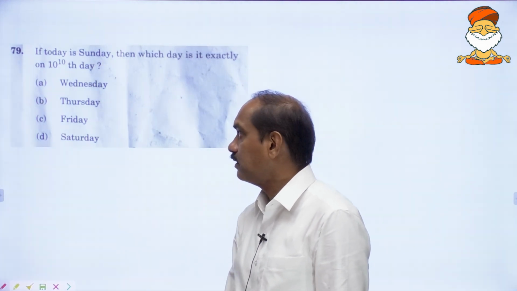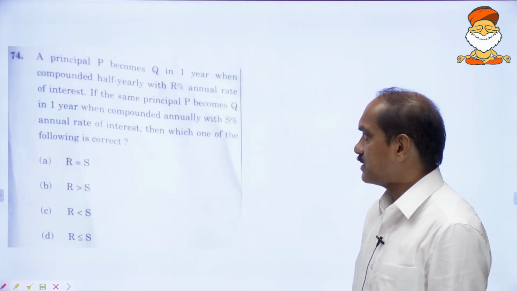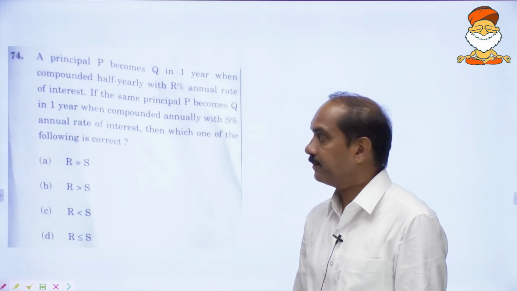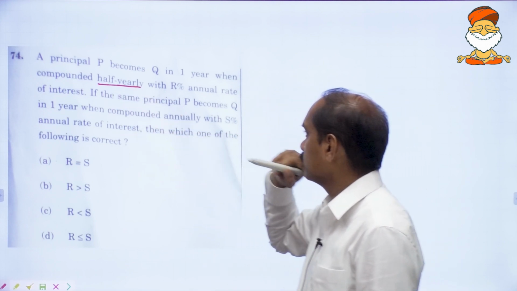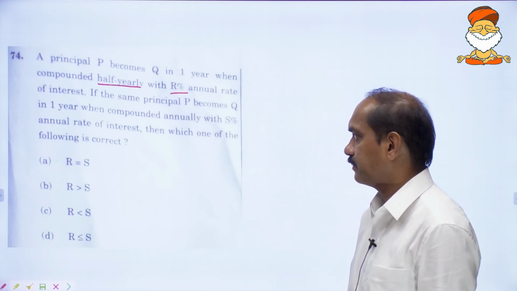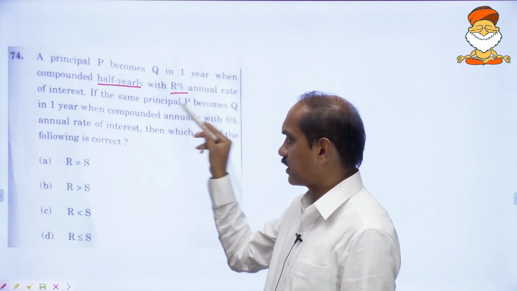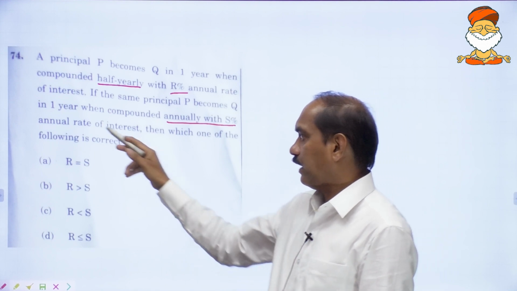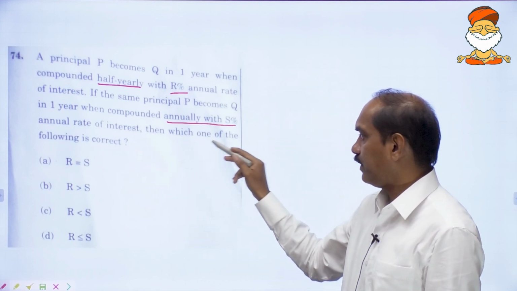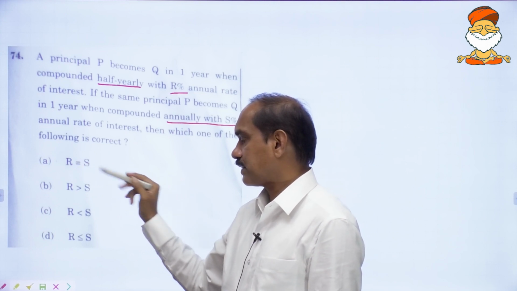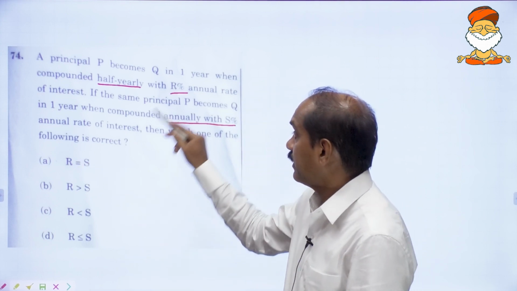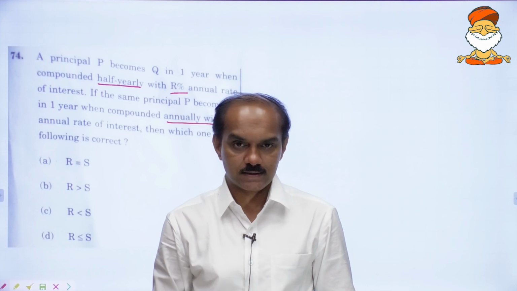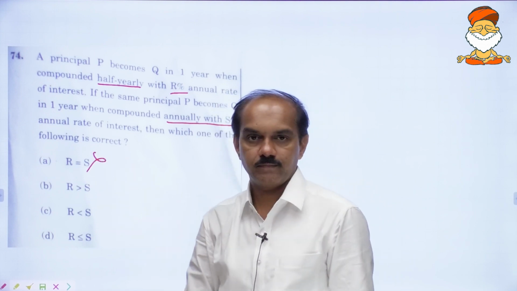Moving on to the next one. A principal P becomes Q in 1 year when compounded half yearly with R% annual rate. If the same principal becomes Q in 1 year when compounded annually with S annual rate of interest, then which one of the following is correct? Are they the same? They are definitely not the same, because here it is half yearly and there it is annually, but we are getting the same result in both cases. Therefore, straight away the first one is out.